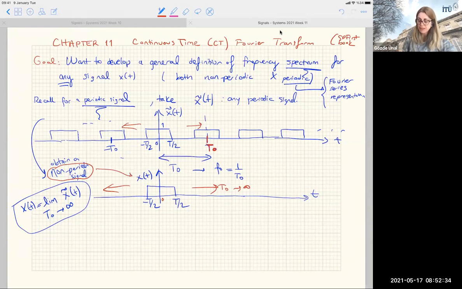So now what we will do is start with the Fourier series expansion of the periodic x tilde and push T0 to infinity.